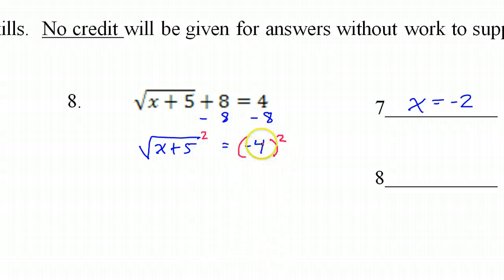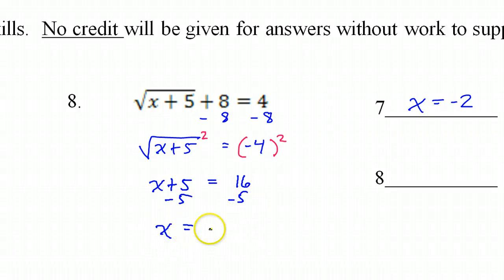Notice how I put the parentheses around it because I'm squaring, I want to do negative 4 times negative 4. So anyway, I'm going to get x plus 5 is equal to 16. And then when I subtract 5 from both sides, I get x equals 11.